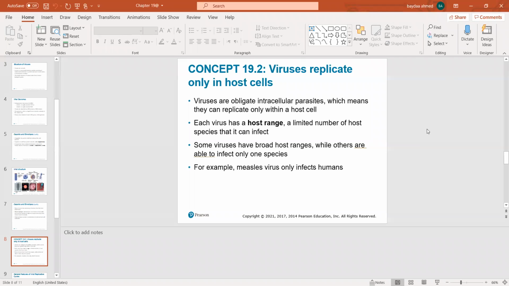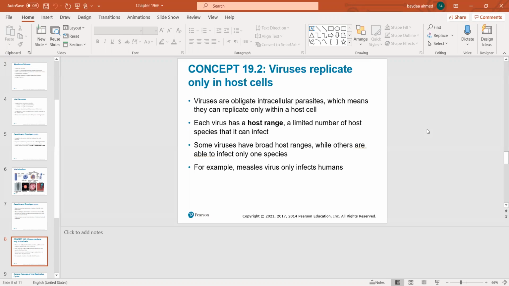Viruses lack metabolic enzymes and equipment for making proteins, such as ribosomes. They are obligate intracellular parasites. In other words, they can replicate only within a host cell. Each particular virus can infect cells of only a limited number of host species. We call this the host range of the virus. This host specificity results from the evolution of recognition systems by the virus.